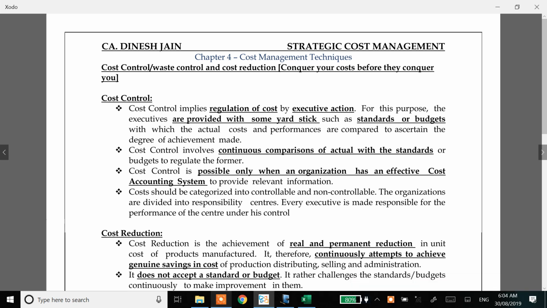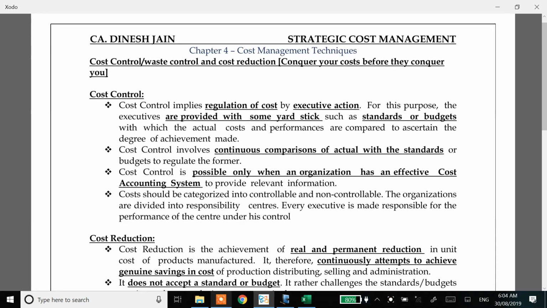Okay. Good morning, friends. Okay, let's continue with the cost management techniques. As far as chapter 4 is concerned, we had started with target costing. Then in the last class, we saw the allied areas like cost control and cost reduction. We also saw life cycle costing. We have seen Pareto's analysis. Only area which is pending is environmental management accounting. So let's discuss today on that.